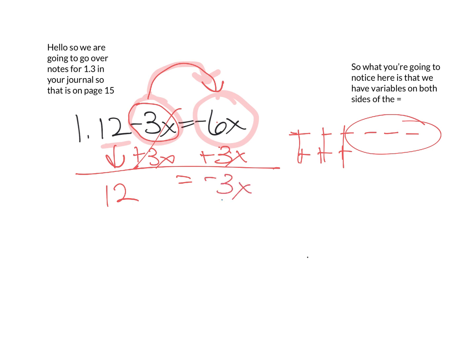The inverse now, so we're focusing on this x, right? Negative 3 times x, so I'm going to divide by negative 3. And so x equals negative 4.